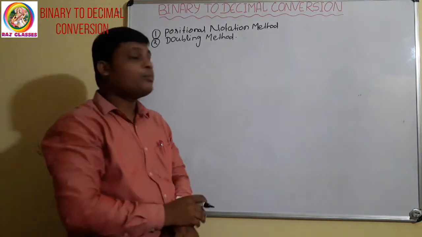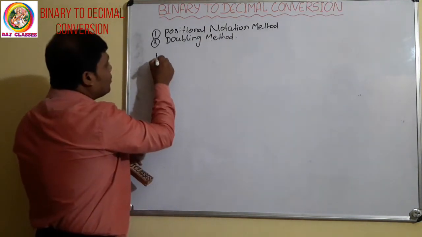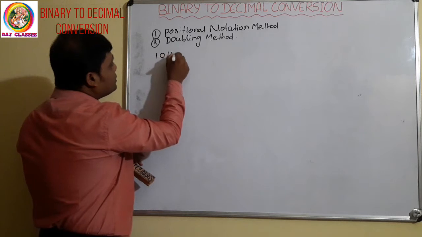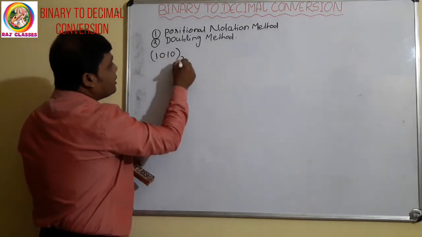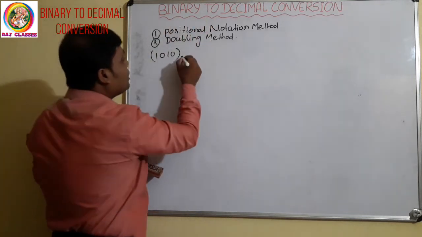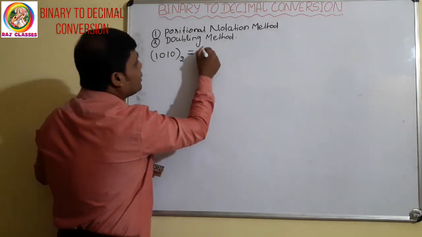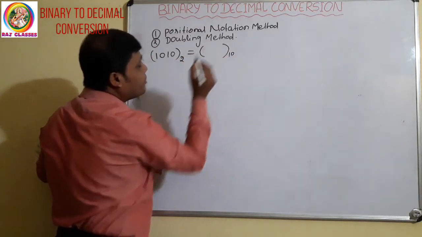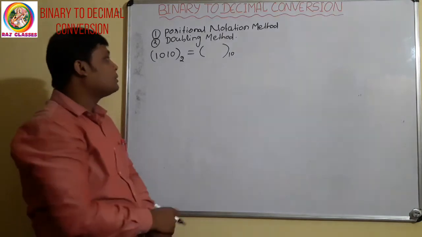Let us take one example. 1010 base 2. Base 2 means binary number. Convert it to what? Decimal, that means base 10. Clear?